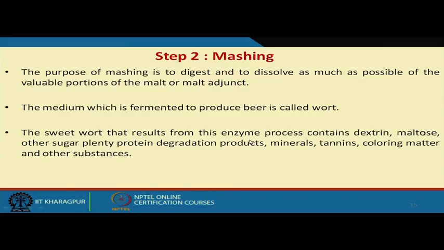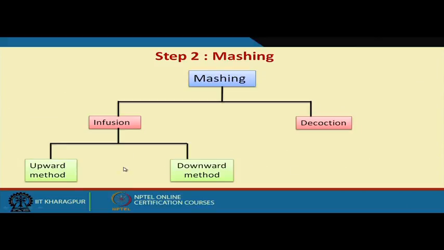The wort tank is nothing but, after the saccharification, whatever soluble material comes out, that is wort, because the medium that is suitable for the fermentation purpose is called wort. The sweet wort that results from the enzyme process contains dextrin, maltose and other sugars, plenty of protein degradation products, minerals, tannin and coloring matter and other substances.